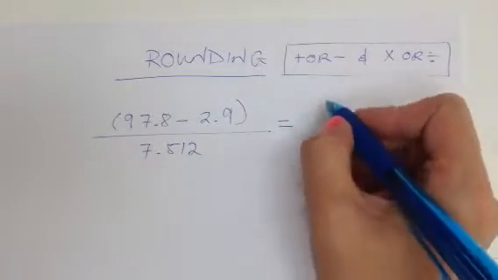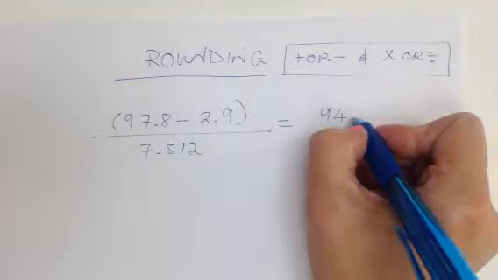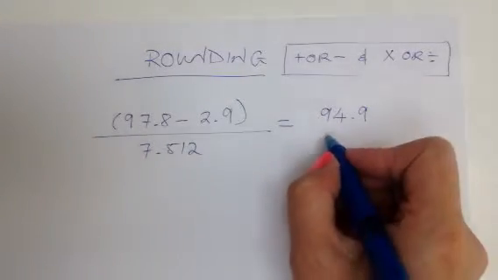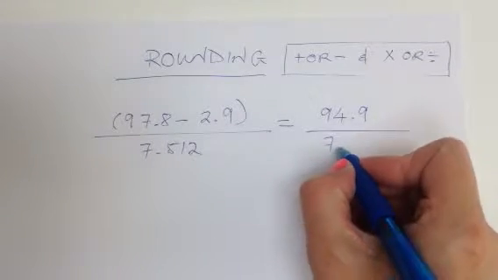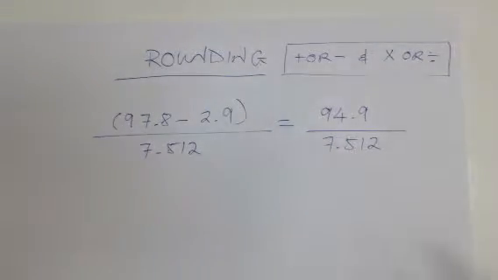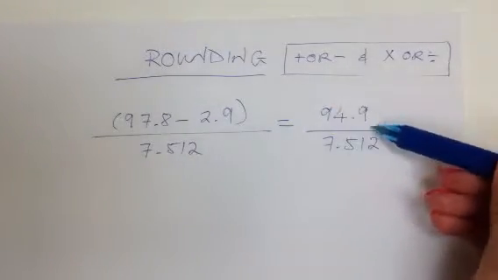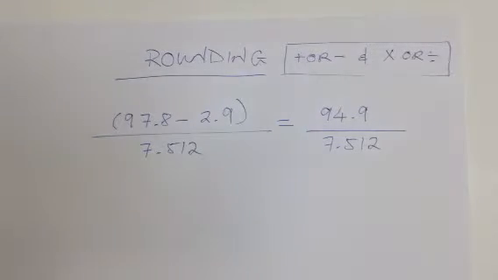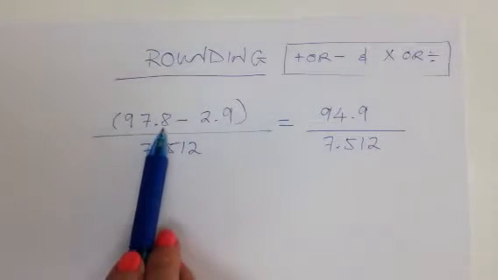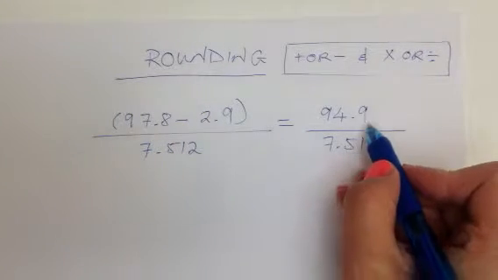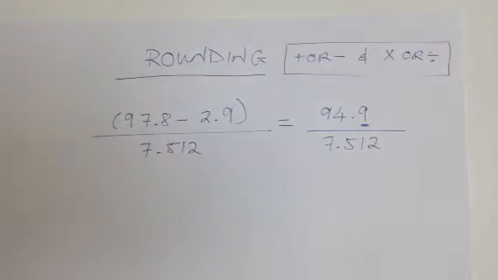If we do that subtraction, we get 94.9 as our answer from the subtraction. Okay, and then we're going to divide by 7.512. Now, before we do the division, let's go ahead and look at what we should have rounded this number to. Okay, when we subtract, remember we don't count significant figures, we count decimal places. So here we have something in the tens column, and here we have something in the tens column. So we need to round our subtraction to the tens column.